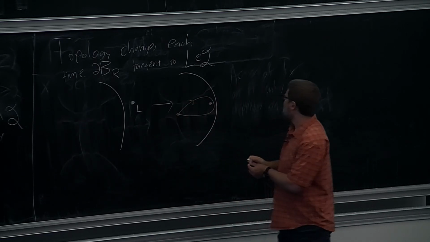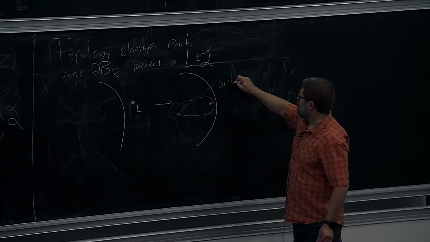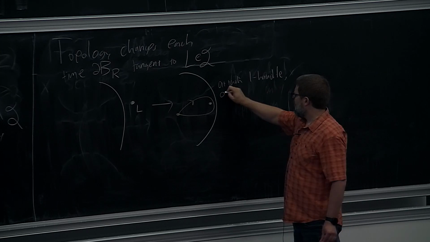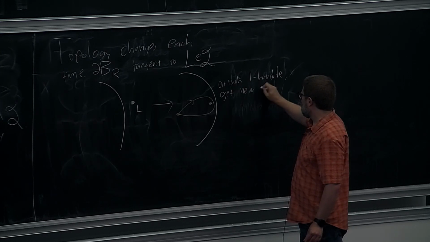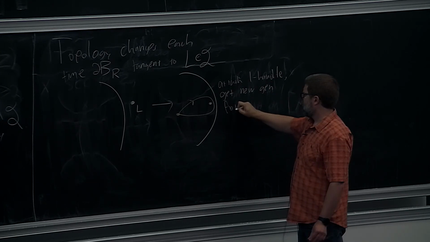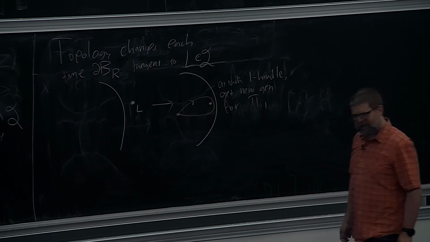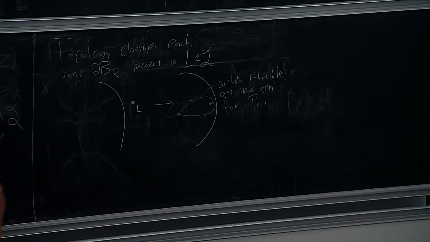You attach a one handle, get a new generator for pi 1, okay? And so that's what happens. And so that's the proof: every time these balls get bigger and bigger, each time you pass through one of these lines, you attach a one handle, and you get a bigger free group. And if there are infinitely many lines, you get an infinite rank free group.